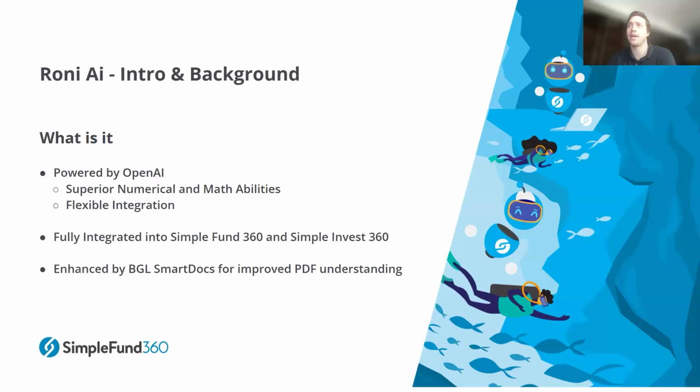All right, a bit of an intro and background. So what is Roni AI? It is powered by OpenAI. That gives us access to superior numerical and math abilities, as well as a flexible integration. So what does that mean for users? It means that anytime you put in a prompt, it's going to give you a comprehensive answer as well as a quick one. There's no point putting in a prompt where it's going to take ages to load as well as being an incorrect answer. So integrating with OpenAI gives us the best use.